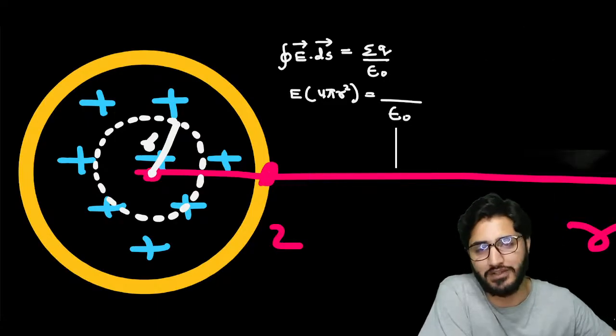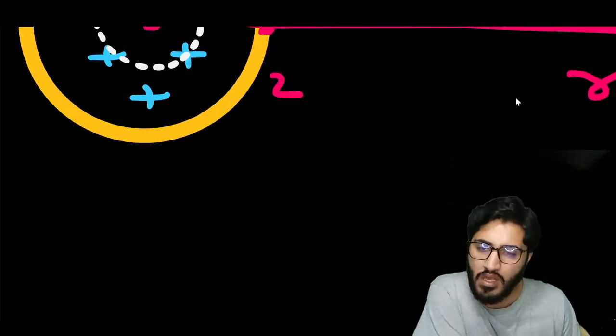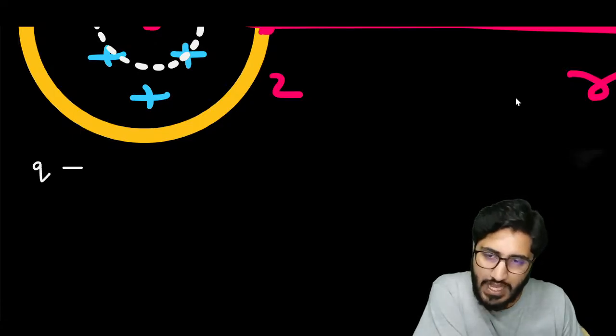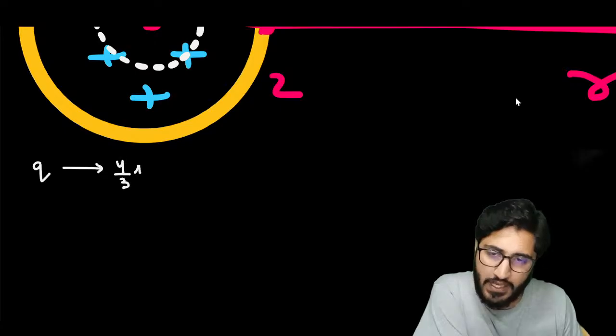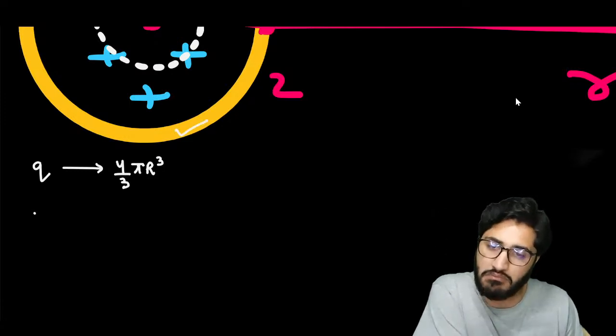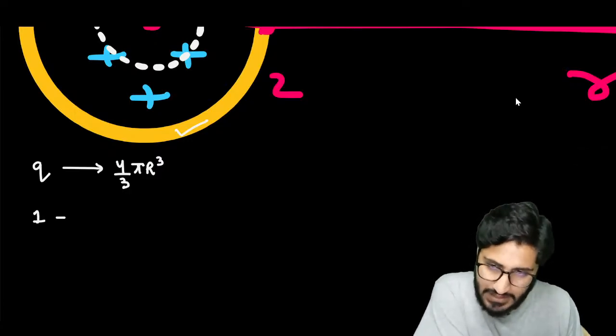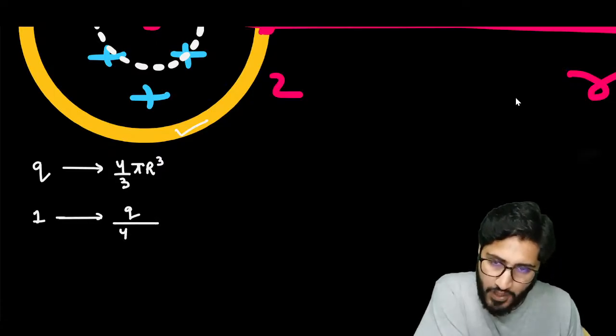Look better. For charge, I will write here. Look, the charge on the whole sphere is Q, and it is in the volume of 4 by 3 pi R cube. That means in this whole structure, my charge is Q. So in 1 unit of volume, my charge will be equal to Q divided by 4 by 3 pi R cube.